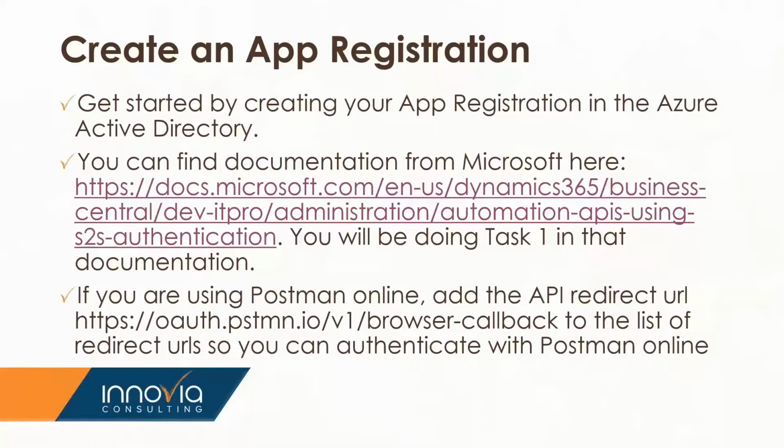So today we will be looking at connecting to an automation API with OAuth 2.0, and this is for the cloud. If you're still on premise and you're using Business Central, then you would still use basic authentication. So we're going to be looking at how to connect to a Business Central cloud environment using OAuth 2.0. And our first step is going to be creating our app registration.